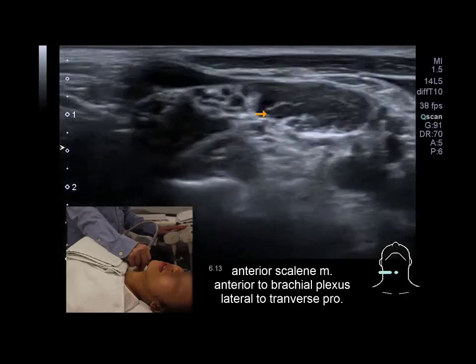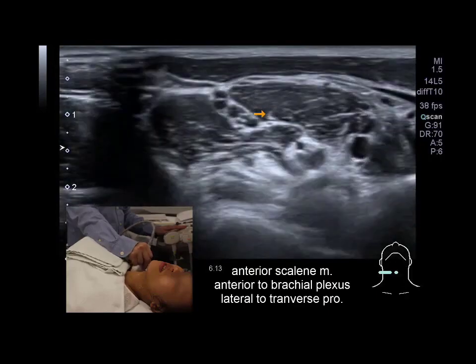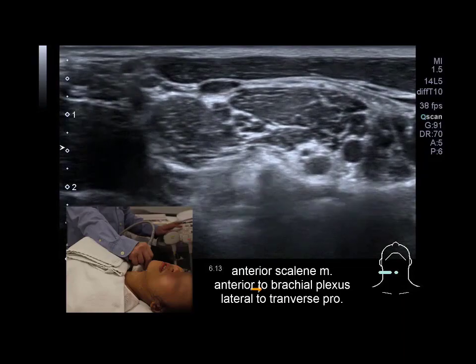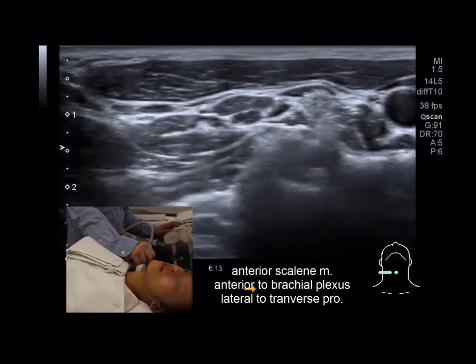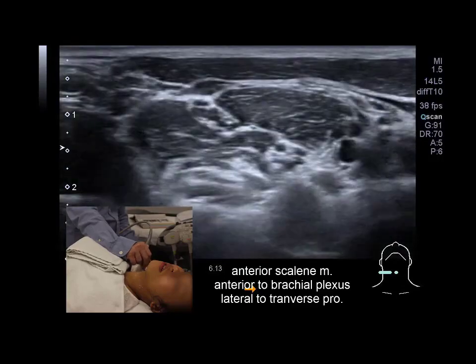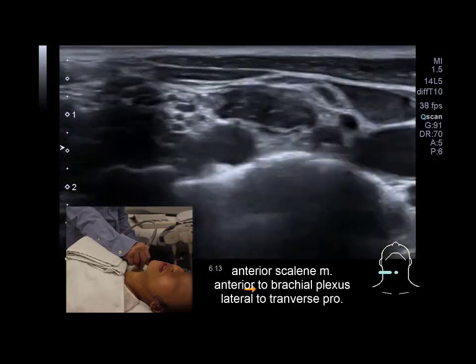So basically, the brachial plexus is surrounded and sandwiched by the anterior and middle scalene muscles. This is a fixed landmark to understand these two muscles. So look again: the brachial plexus and the two muscles sandwiching it are the anterior and middle scalene.